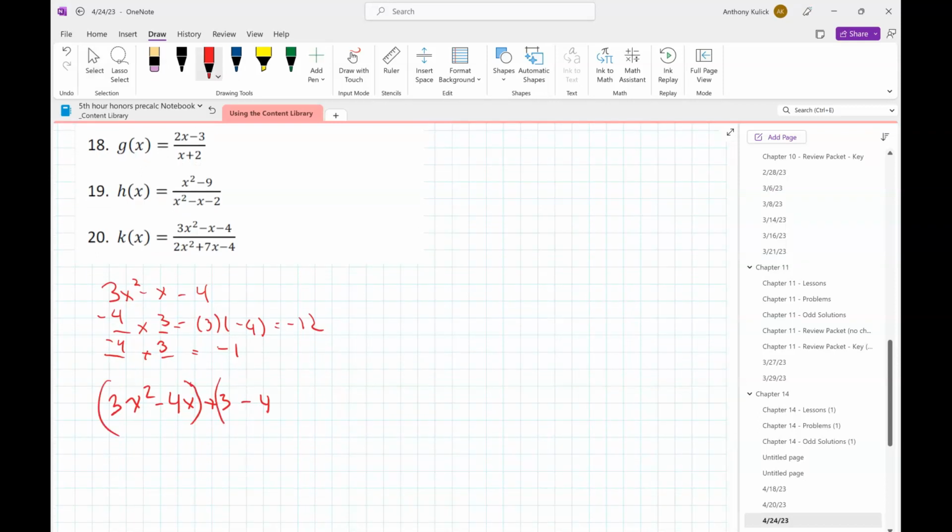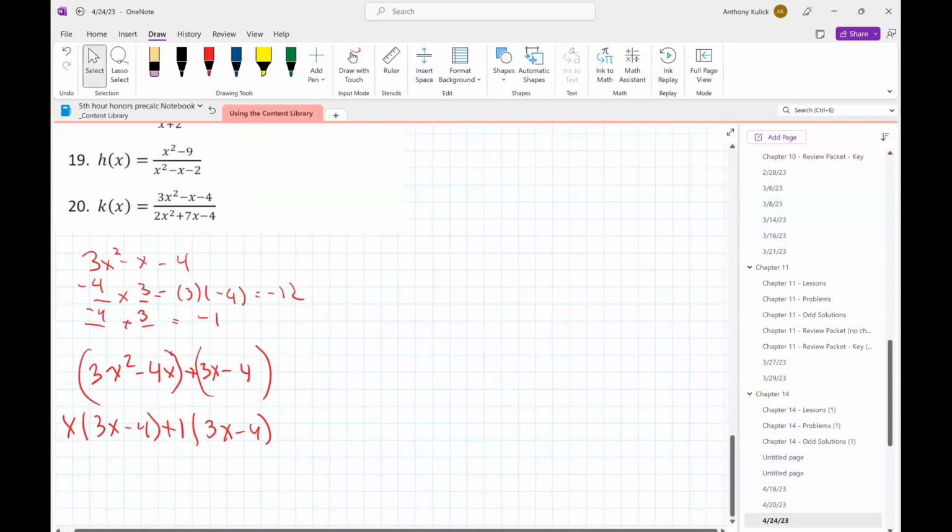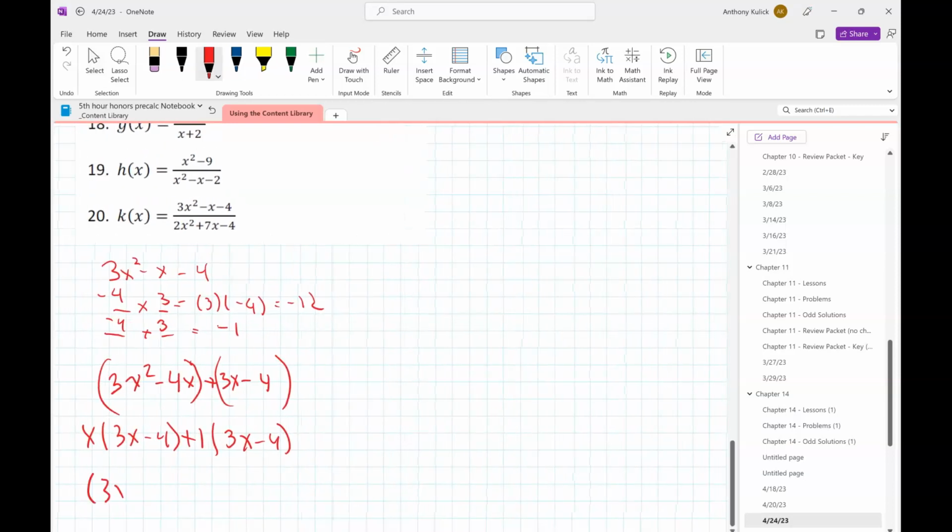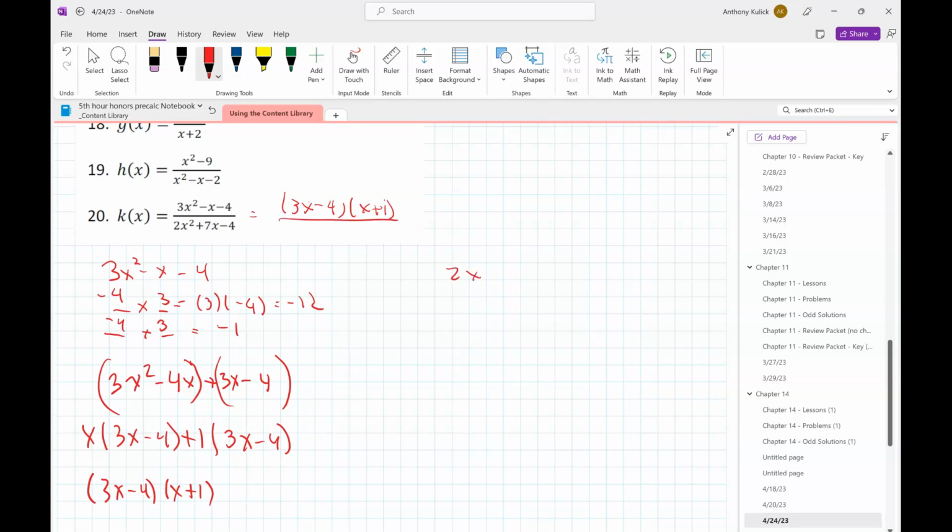And then we'll make two groups. When I make my group, it's really critically important that there's a plus sign in between them. So if I had a subtraction symbol there, I just think about plus and negative, not a big deal. From the first group, I can take out an x as my greatest common factor. For the second group, I can take out a 1 as my greatest common factor. If I look now, there's a 3x minus 4 in common to both. So if I factor that out, I'm left with x plus 1. And then we'll have to do the other one.